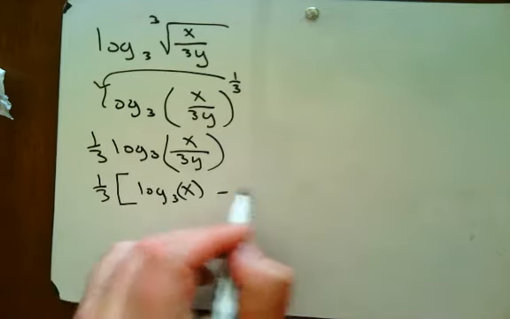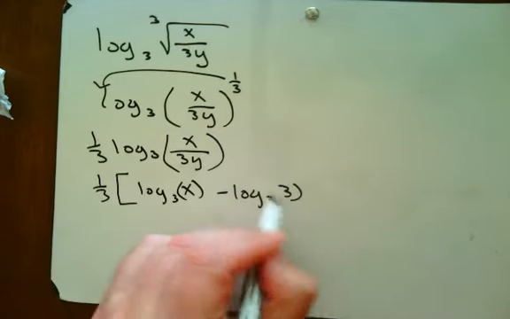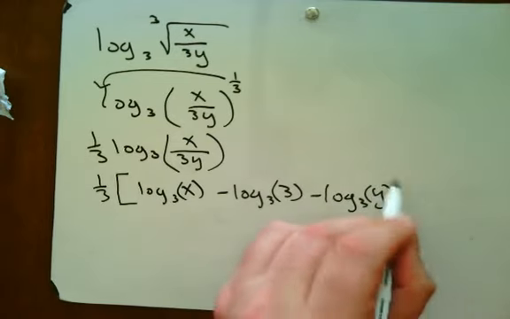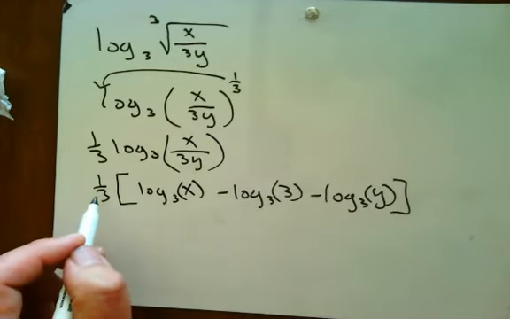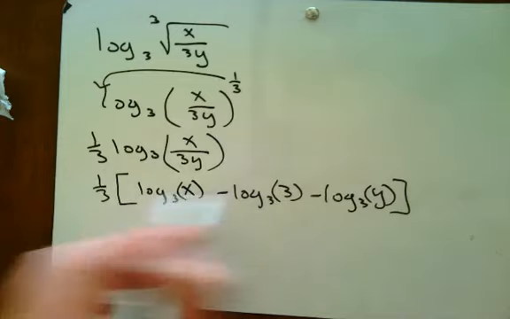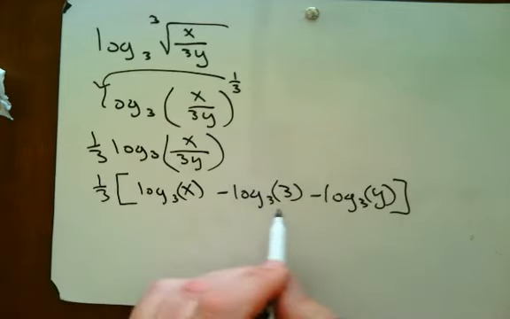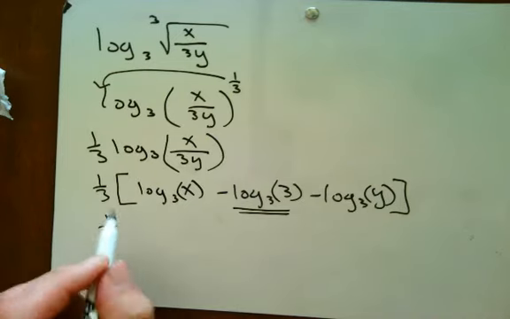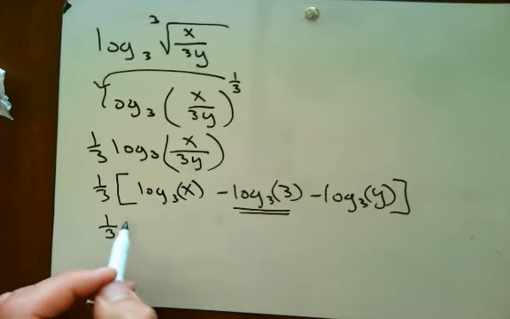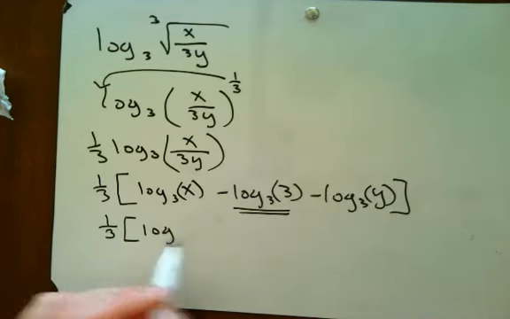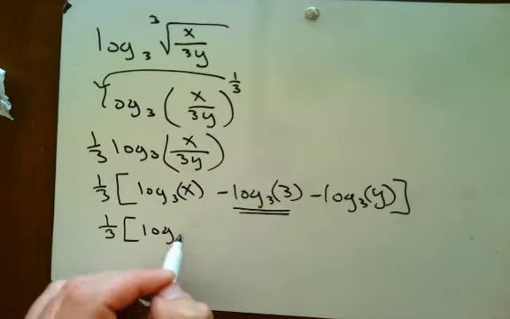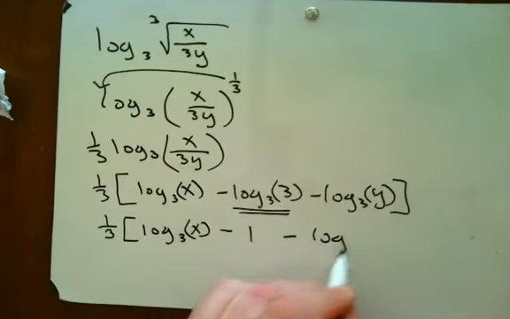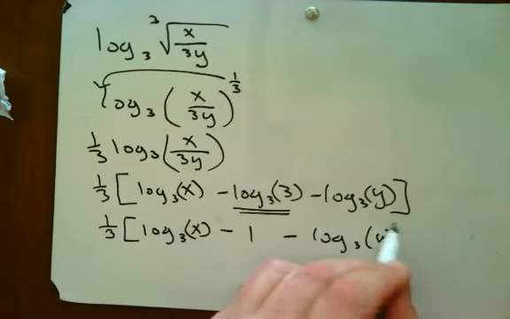Oops. Log base 3 of x over 3y. And now, remember what I said, if it's on top, I'm going to have a plus, and if they're on the bottom, we're going to have minuses. So I'm going to have 1/3 log base 3 of x minus log base 3 of 3 minus log base 3 of y. All of this, of course, has to have that 1/3 distributed to it, but I want to look at something first.